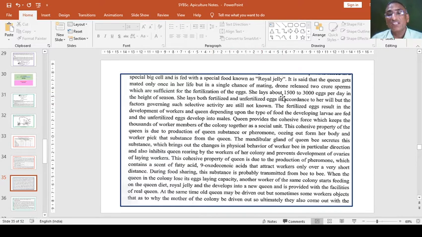And the female queen lays about 1500 to 3000 eggs per day in the height of the season. In a favorable season, she lays about 3000 eggs. She lays both fertilized and unfertilized eggs in accordance with her will. It means the queen decides which type of egg is to be laid in the colony. So her will is the final decision of laying either fertilized or unfertilized eggs.